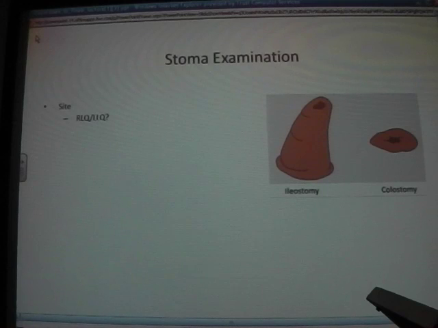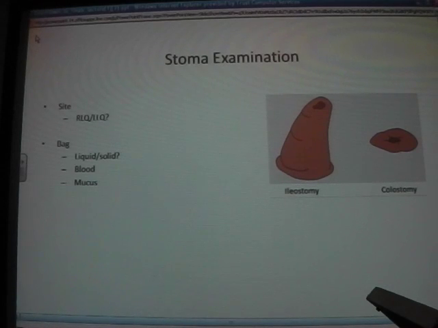The next thing you want to look at is the contents of the bag. So the contents of an ileostomy bag, what would that look like? Yeah, it's like a greeny liquid. And a colostomy is the opposite. It's like semi-formed stools, brown, poo, basically. Look for blood in the bag and look for any mucus in the bag. Blood is abnormal, obviously. Mucus can be normal in a stoma bag.